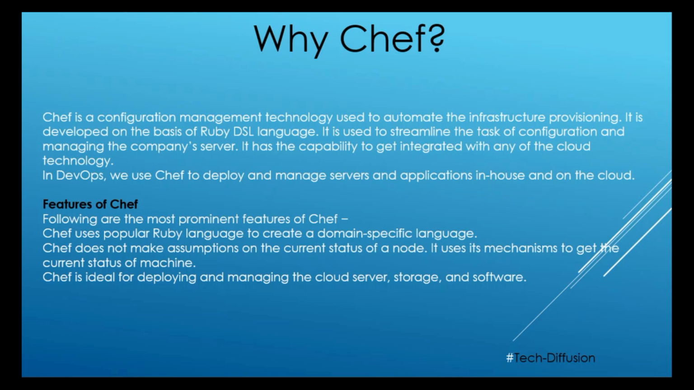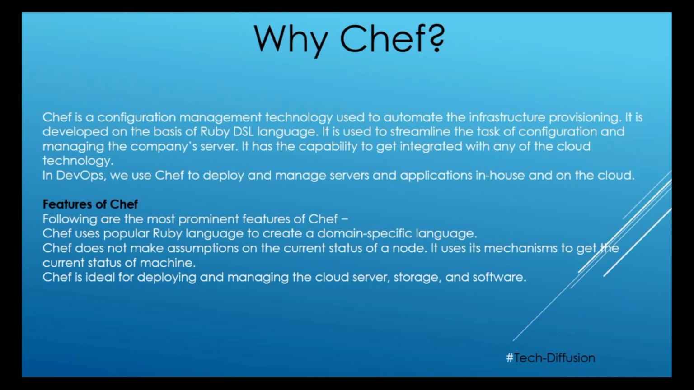DevOps means like Azure, the technology Microsoft provides; they also use Chef. As for features, Chef uses the most popular language, Ruby, so we can easily understand it. Chef does not make assumptions about the current status of a node. It uses a mechanism to get the current status of the machine, like if some machine is down, then we can see that by its status easily. And Chef is ideal for deploying and managing cloud servers, storage, and software.